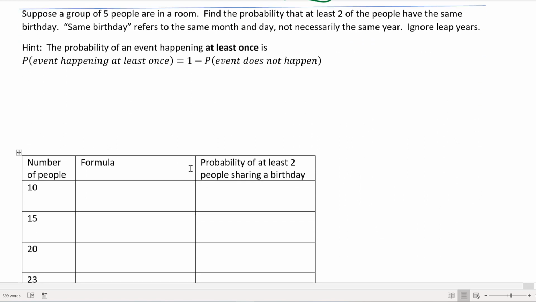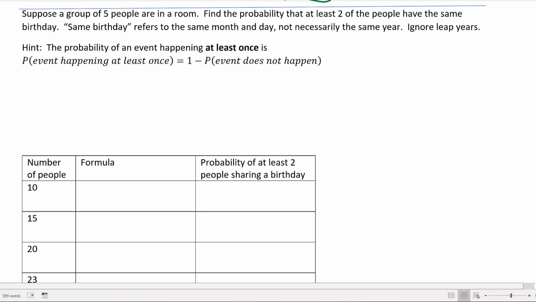Next, suppose that there are 5 people in a room. Find the probability that at least 2 people have the same birthday. Now, the same birthday refers to the same month and the same day, not necessarily the same year, and we're going to ignore leap years. So we're trying to find the probability that at least 2 people have the same birthday.